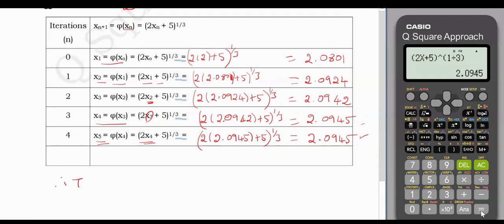Therefore, the approximate root is 2.0945, correct to 4 decimal places.